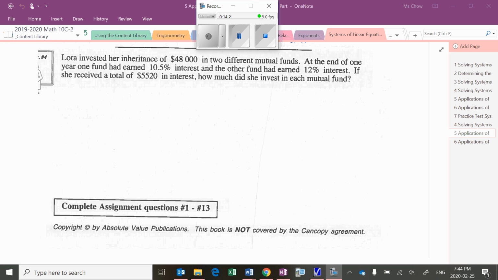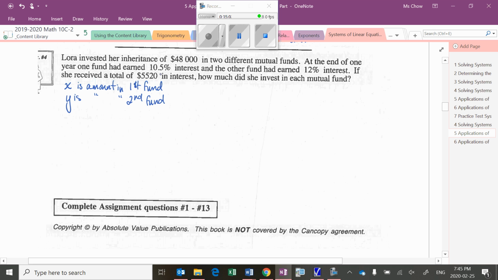Okay, so let's start by labeling again. What we know is we've got the 2 different amounts invested in mutual funds. We can call them X and Y, or A and B. So let's just go with X is the amount in the first fund, and then Y is the amount in the second fund. And the amount meaning dollar amount.